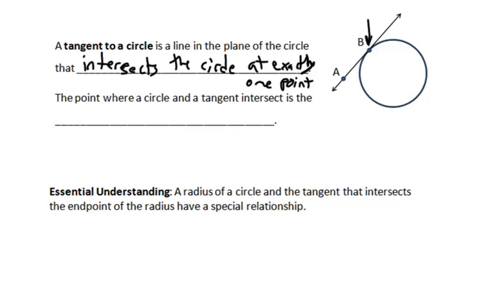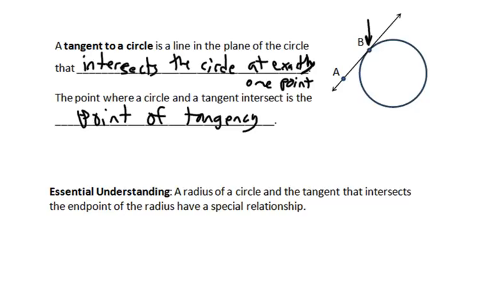And it's hard to tell if it touches exactly one point, but if it looks like it does, we're going to assume that it does, and that would be a tangent line. A tangent line just touches the circle at exactly one point. And that point where a circle and a tangent line intersect, so that point B, is called the point of tangency.